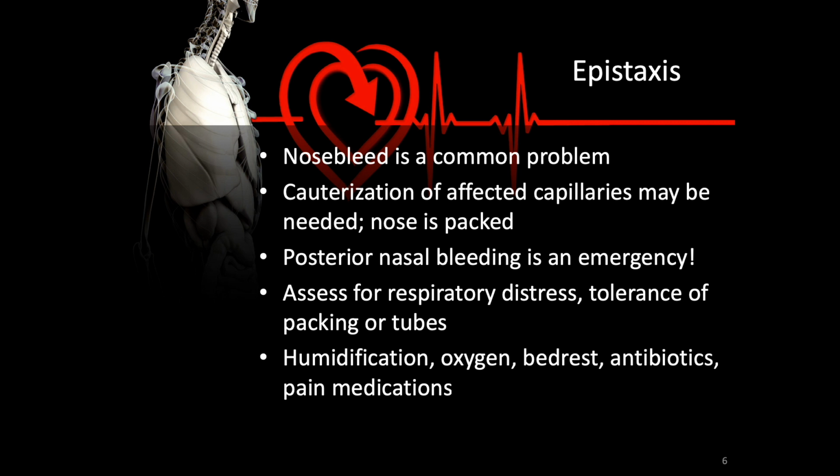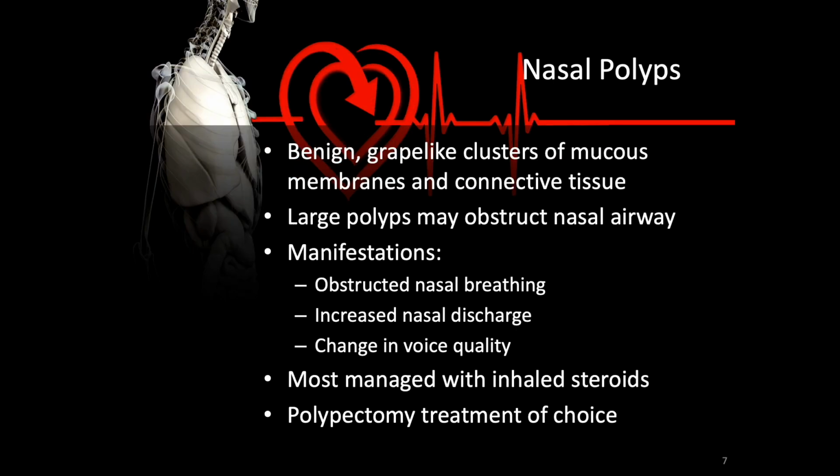You should assess these patients for signs of respiratory distress, the tolerance of the packing, or the tolerance of any tubes or drains. Provide for humidification, oxygenation, bed rest, antibiotics, and of course, pain medications. So of course, in epistaxis, the obstructive device is the bleeding or the packing needed to stop the bleeding. Nasal polyps are benign, grape-like clusters of mucous membranes and connective tissues. They may become large enough to obstruct the nasal airway.